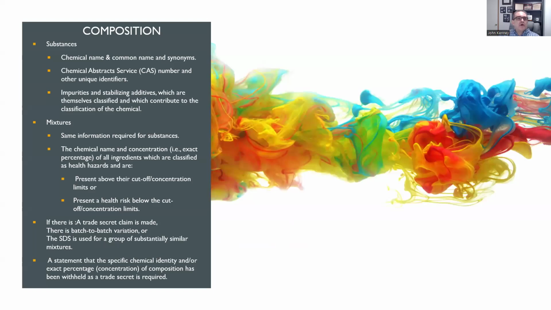Composition: substances, chemical name and common names and synonyms, chemical abstracts number, impurities and stabilizing additives which are themselves classified and which contribute to the classification of the chemical. Mixtures: same information required for substances, chemical name and concentration with the exact percentage, and all ingredients which are classified as health hazards and are present above their cutoff concentration limits. So again, they're going to give you the limits that you can handle without being over the risk factor. Also ingredients that present a health risk below the cutoff concentration limits.